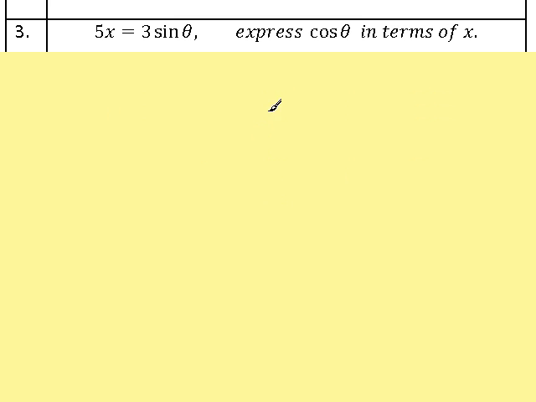In number 3, it says we want to express cosine theta in terms of x, and here's what we have. 5x is equal to 3 sine theta. So first let's solve for sine theta. So sine theta is equal to 5x over 3. And using this, we could get expressions for other trig values like cosine theta in terms of x.